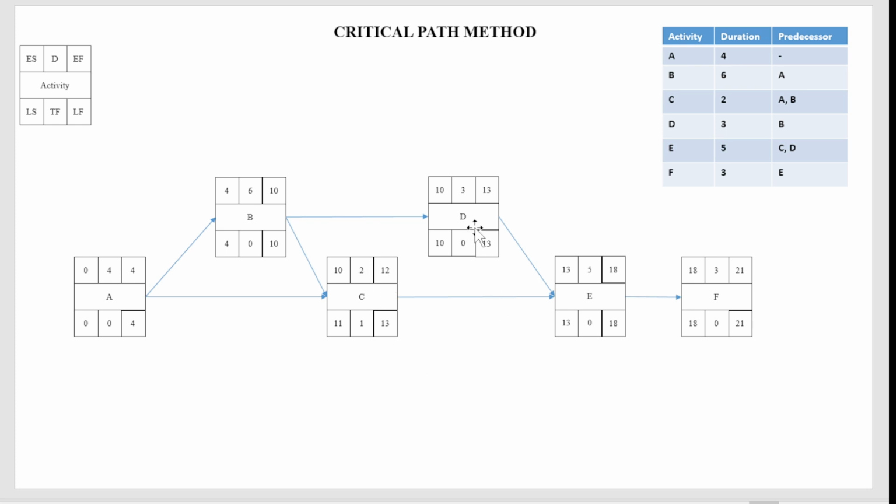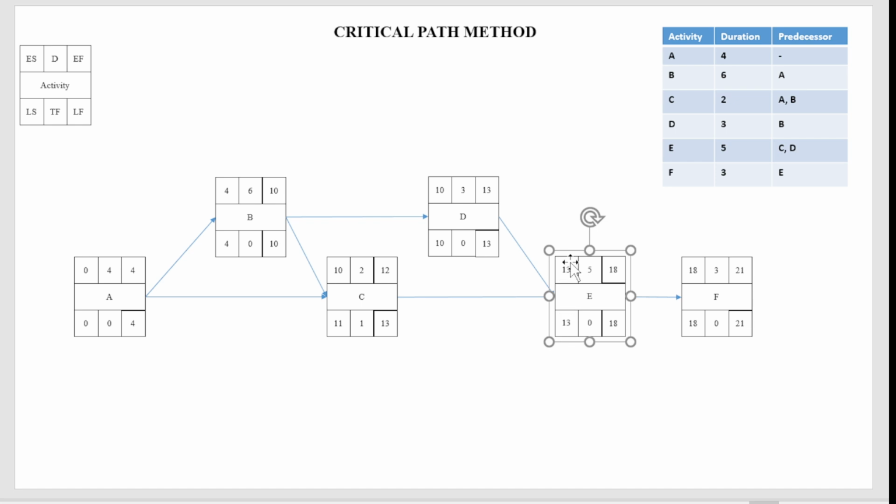Now let's move to activity D. D has predecessor B, so very simple, just copy the same number 10 to this point, early finish to early start. So D will start on the 10th day, with 3 days of duration, it will be completed on the 13th day. This is also simple. Now the slightly tricky one is activity E.